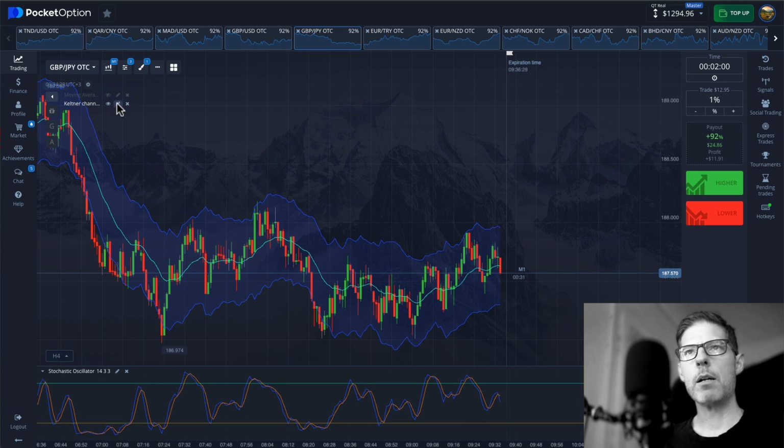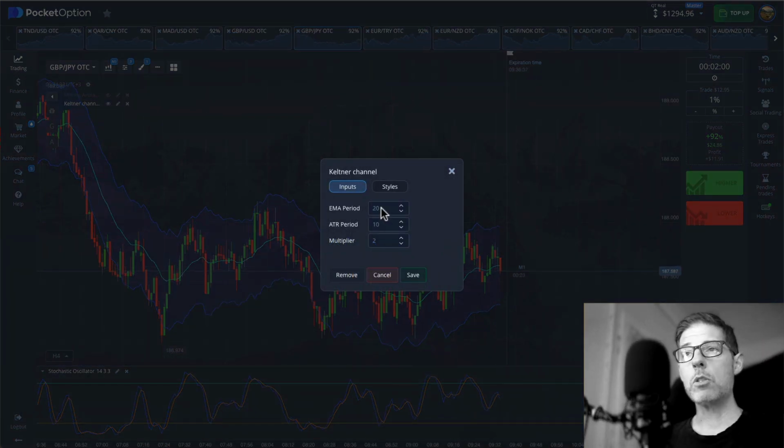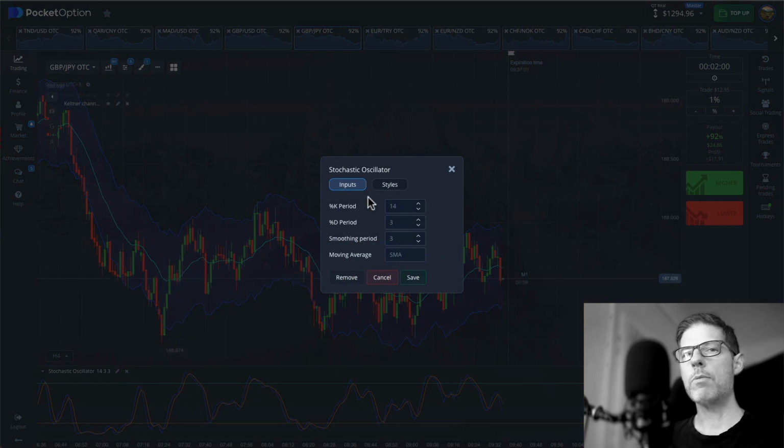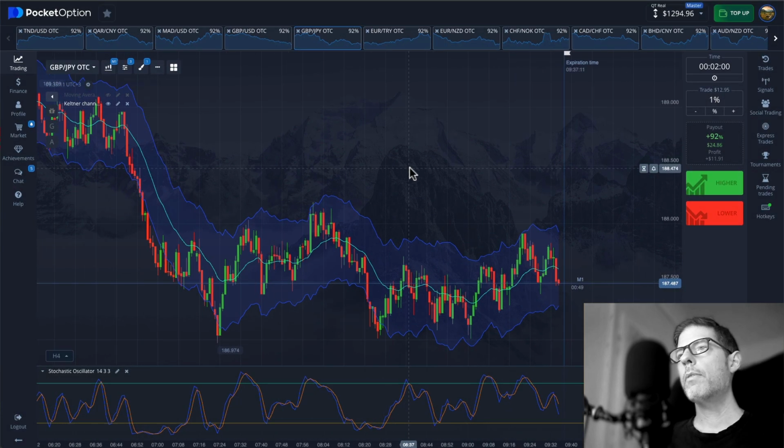But for the Keltner channel, the EMA period is going to be 20. ATR period is going to be 10. And the multiplier, which is most important, needs to be at 2. The difference between 1 and 2 is going to be the width of the channel. So this is the most important one right here. Just make sure that's on 2, go ahead and click on Save. And for the stochastic oscillator, I believe these are the default settings when you first turn on the indicator. So that's going to be 14, 3, 3, and then the moving average will be SMA. Great. So everything looks pretty good.